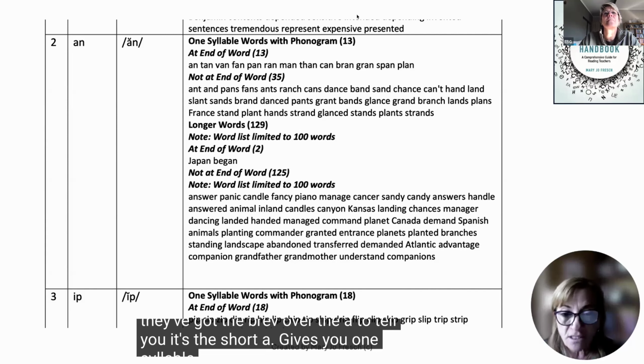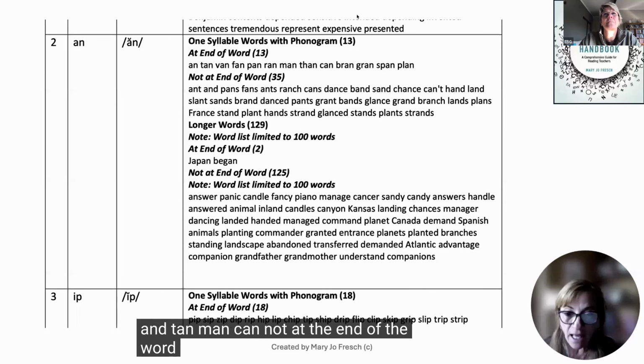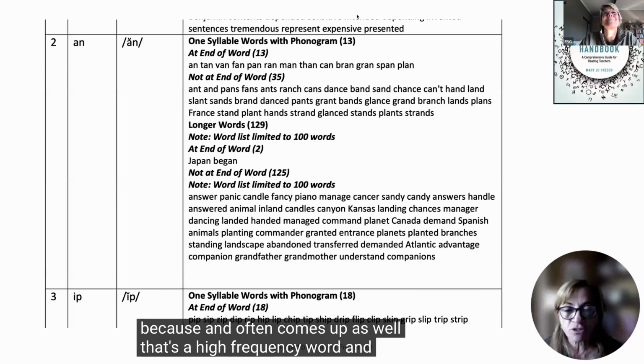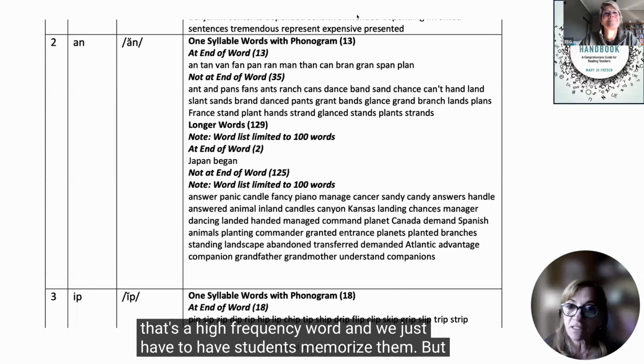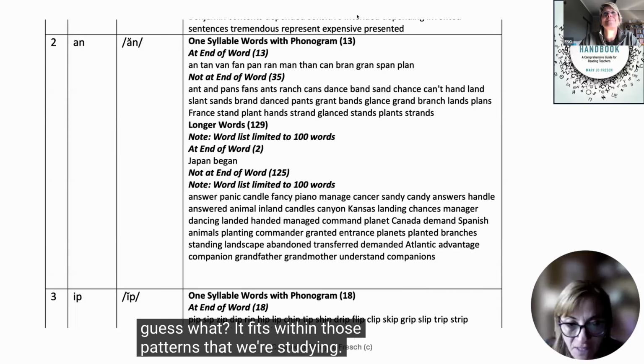Gives you one-syllable words with the phonogram. There's 13. And at the end of the word: and, tan, van, can, not at the end of the word, and. So this is interesting, because "and" often comes up as a high frequency word that we just have to have students memorize. But guess what? It fits within those patterns that we're studying.